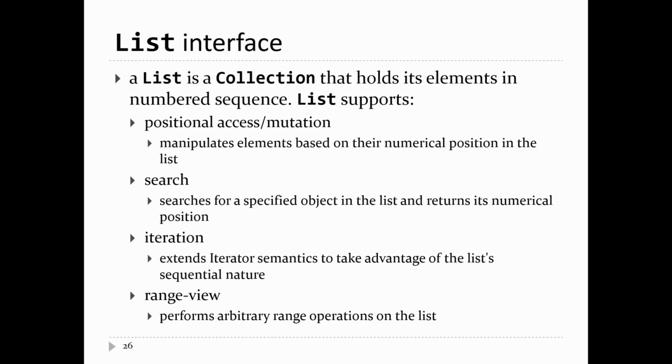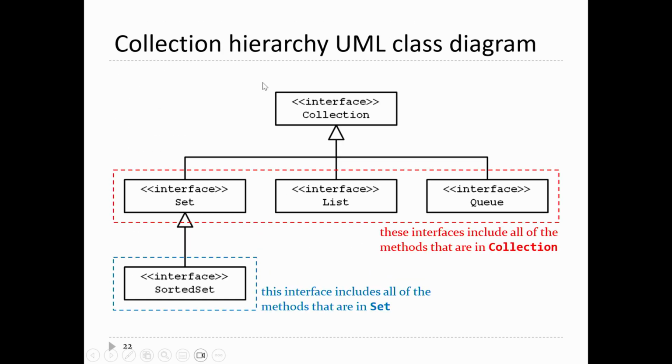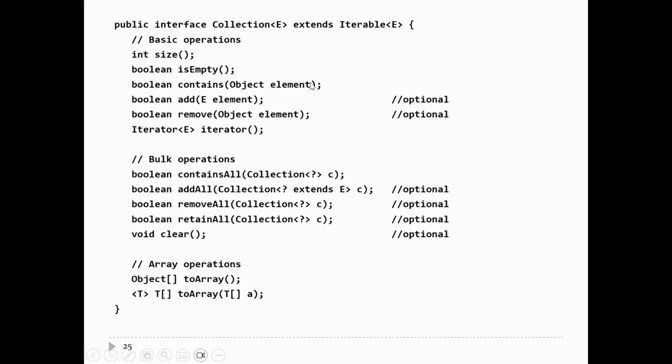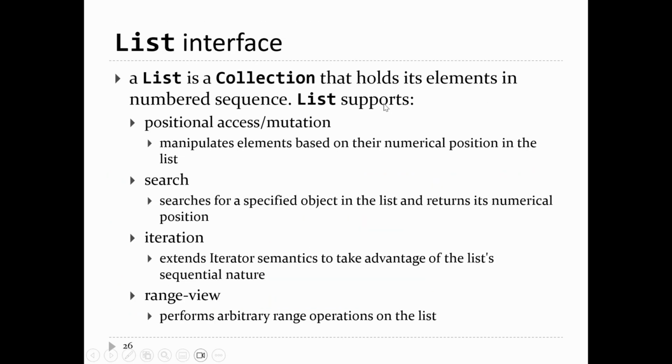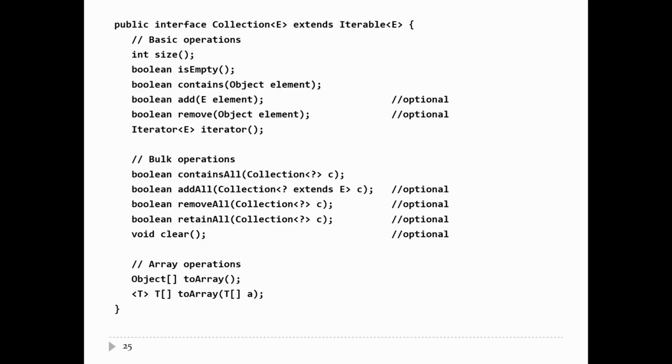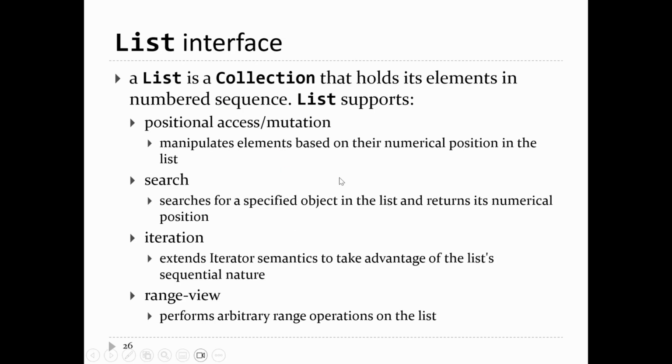So list is a collection, right? That's what this picture is trying to tell you back here. List is a collection, so everything in collection is also in list. Now lists add extra features. Notice what's not in collection: there's no method here that takes in an index. But lists operate with indexes, so lists add their own methods. You can access or change an element in a list using an index. We call that positional access.